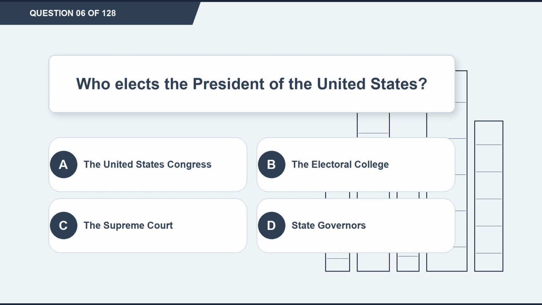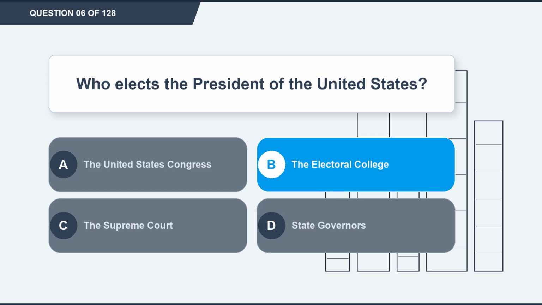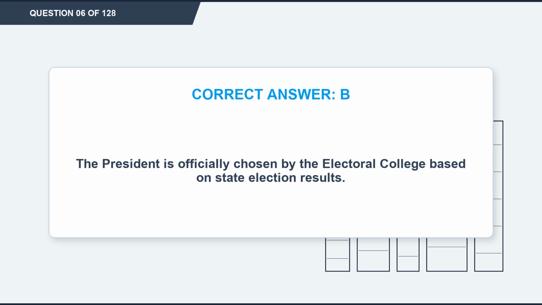Question 6. Who elects the President of the United States? Option A. The United States Congress. Option B. The Electoral College. Option C. The Supreme Court. Option D. State governors. The correct answer is option B. The Electoral College. Explanation. The President is officially chosen by the Electoral College based on state election results.